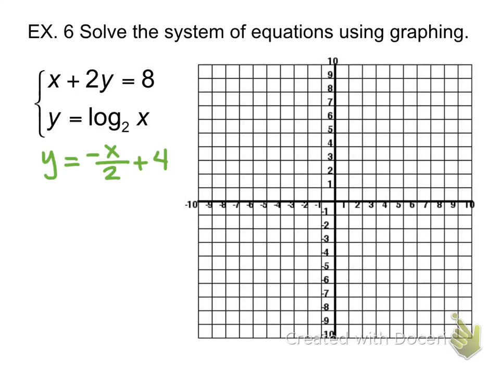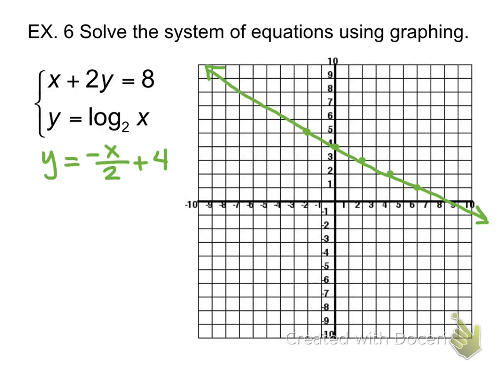When I put this in y equals and go to the table, here are the values that I picked. I tried to pick some whole numbers: negative 2, 5; 0, 4; 2, 3; 4, 2; and 6, 1. And you'll notice that this line crosses at positive 4 and has a slope of negative 1/2. It goes down 1 over 2.